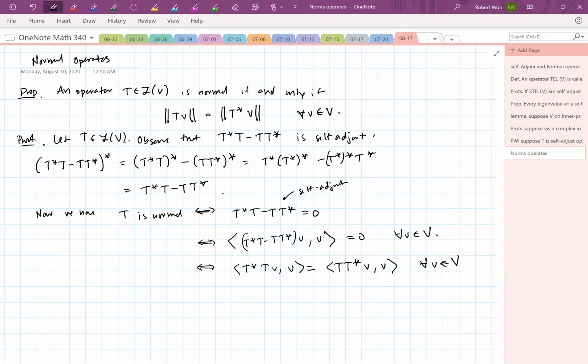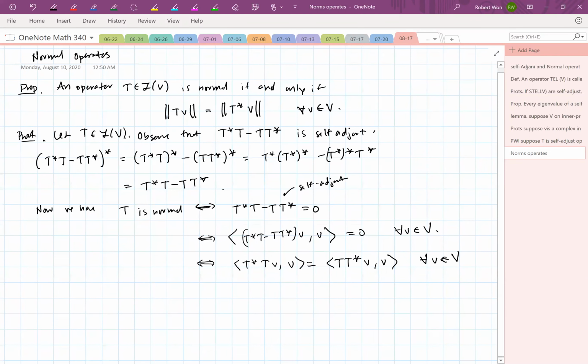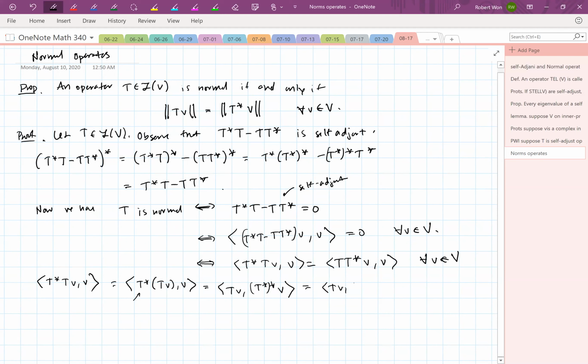Now, let's talk about the expression that we're left with, right? So currently we have T is normal if and only if this equality holds. Let's think about this one. So T star TV comma V, this is the same thing as T star of TV comma V. And then I can move this T star over to the other side by taking the adjoint of T star. So this is equal to TV comma T star star V, but T star star is just T. So in the end, this thing just becomes the norm of TV squared.